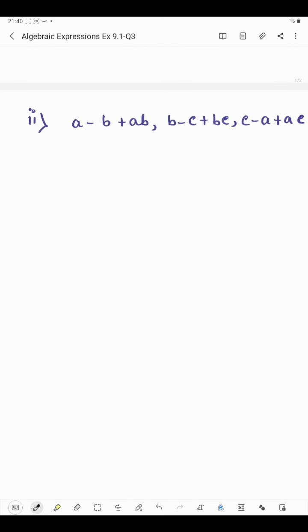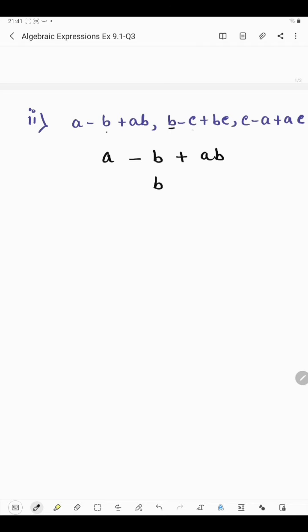Now in the second part we have A minus B plus AB, B minus C plus BC and C minus A plus AC. At first we have A minus B plus AB, so the first expression should be written in the first line. We have written the first expression. Now coming to the next expression, we have B at first. B is here, so we will put it below B, and as the sign of B is positive, we have not put any sign.